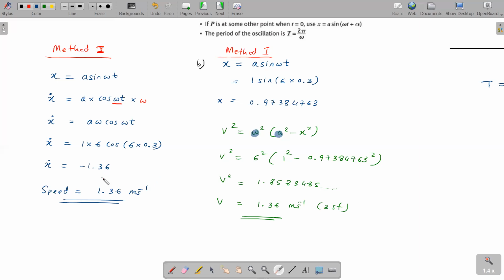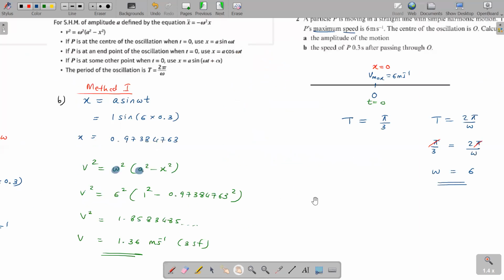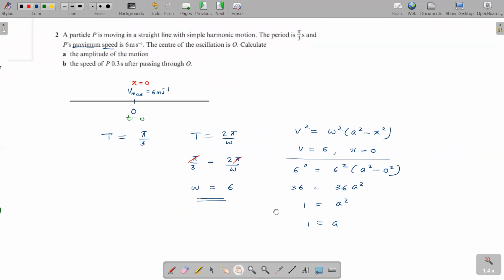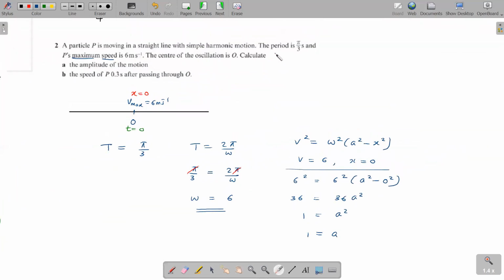Okay, so look what happens here. Normally, what does the negative sign mean? The negative sign means it's directed towards the origin. So what they're trying to say here is at time 0.3 seconds, your velocity is directed towards the origin. So how can we check on this? In this question, you can see they have told us the period is pi over 3 seconds.